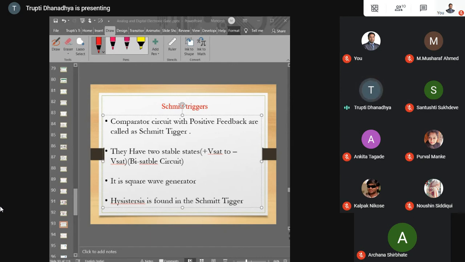But in the Schmitt trigger, we get the output as a hysteresis loop, which we already learned in basic electrical engineering or machines. So that hysteresis loop we can get in the Schmitt trigger also. So this is the basic idea about the Schmitt trigger.